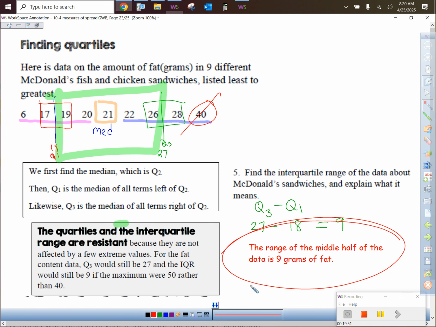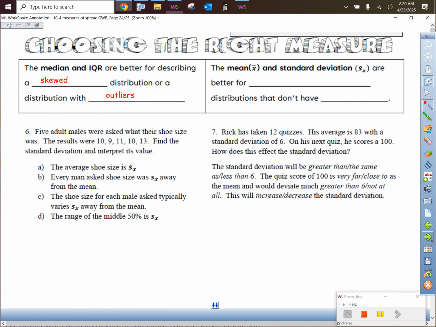And what does this mean? When they ask you that on homework, this is the range of the middle half of the data. That's the range of the middle half of the data. That's the interquartile range. Why would you even want to do it? If you have bad data, or skewed data, I should say. So here's the real point of the lesson. When do you use the median? When do you use the interquartile range? When do you use the mean? When do you use the standard deviation?